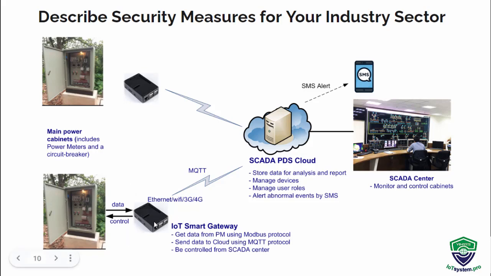For the connection between the IoT gateway and the SCADA PDS cloud, we should have more than one connection for backup, and we should secure the MQTT protocol. On the cloud, we need to secure the infrastructure and the application. And from the cloud to the SCADA center, we need to secure this connection by using VPN. So that is all for the security measures that we can do for our solution.